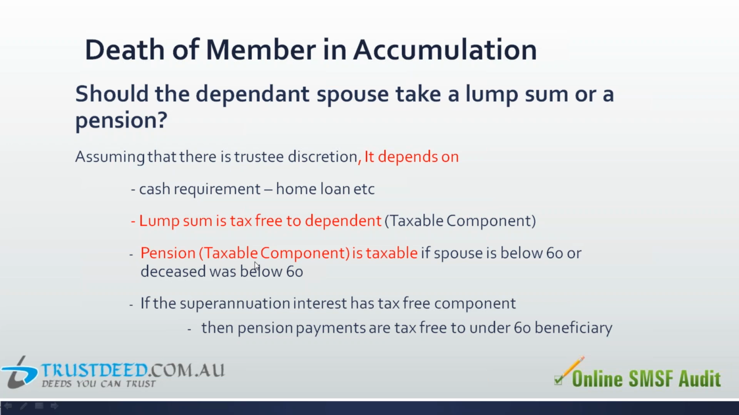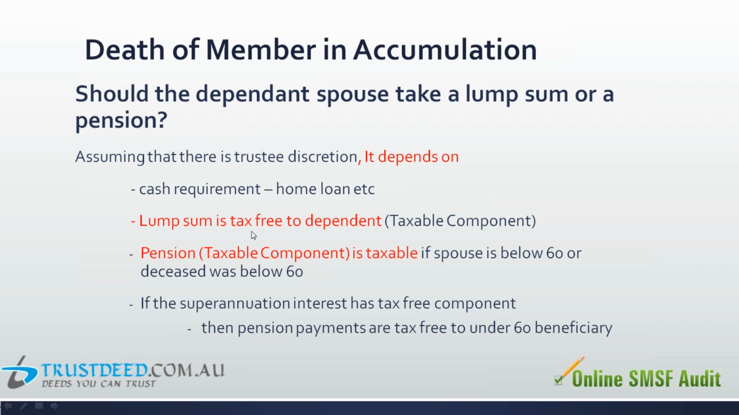But if it is a pension, then the taxable component is taxable if the spouse is below 60 or the deceased was below 60. So this is where the problem is. When you are helping the client, the first thing you should know is what was the age of both of them, and then you can recommend whether it should be taken out as a lump sum.